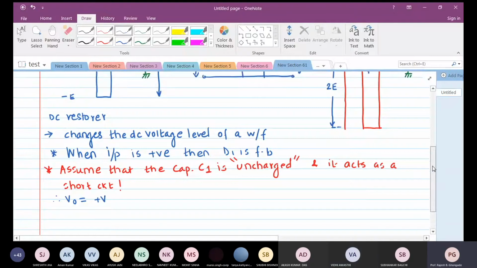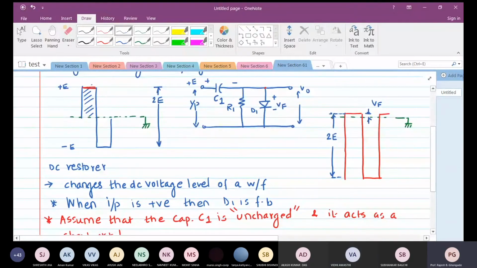And this is exactly what you are getting for the positive half cycle. For this positive half cycle, you can see this was the earlier positive half cycle. So you are getting only VF here. Agreed?